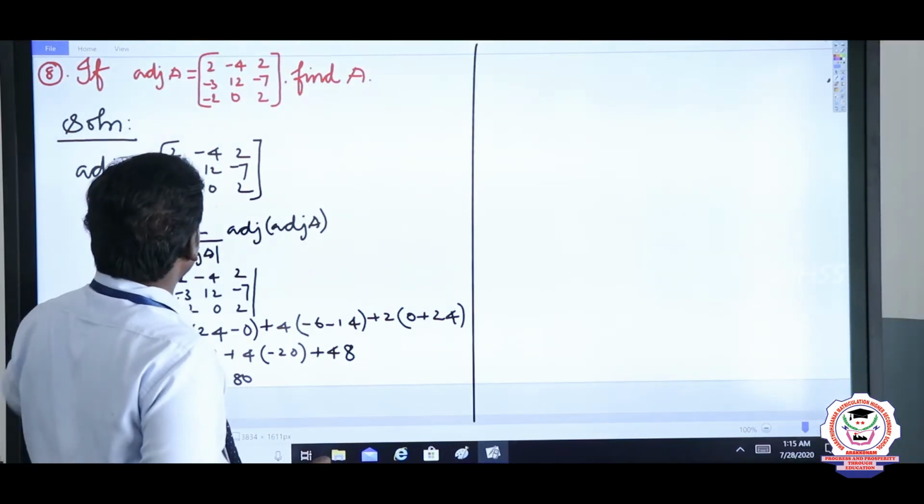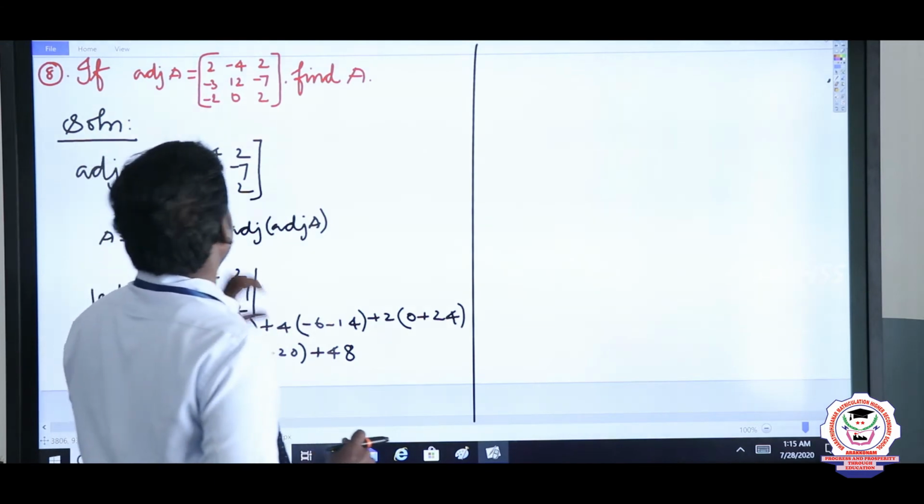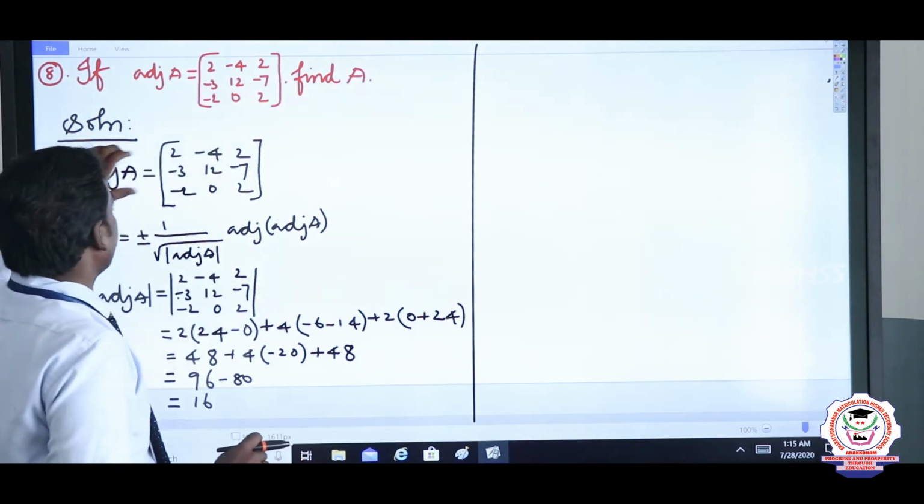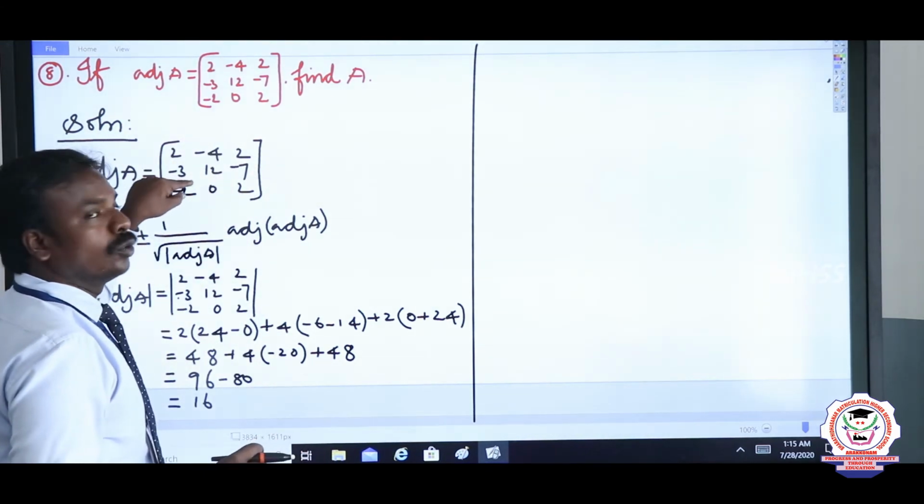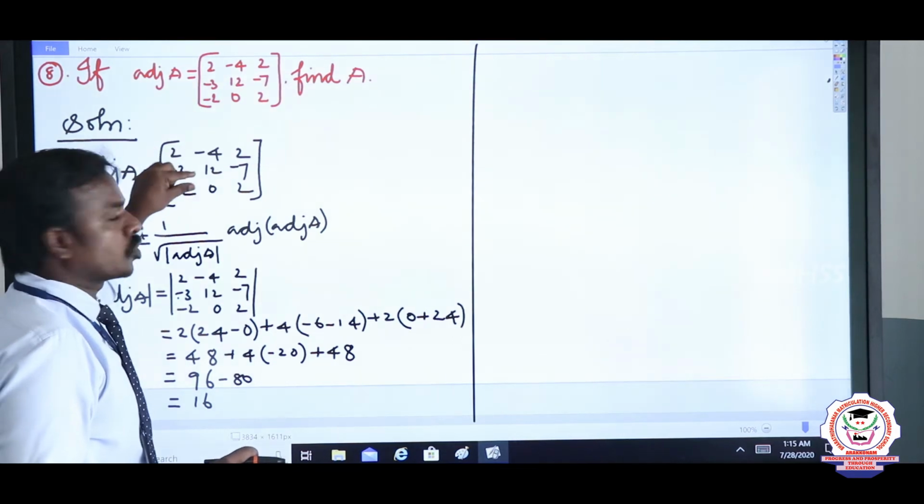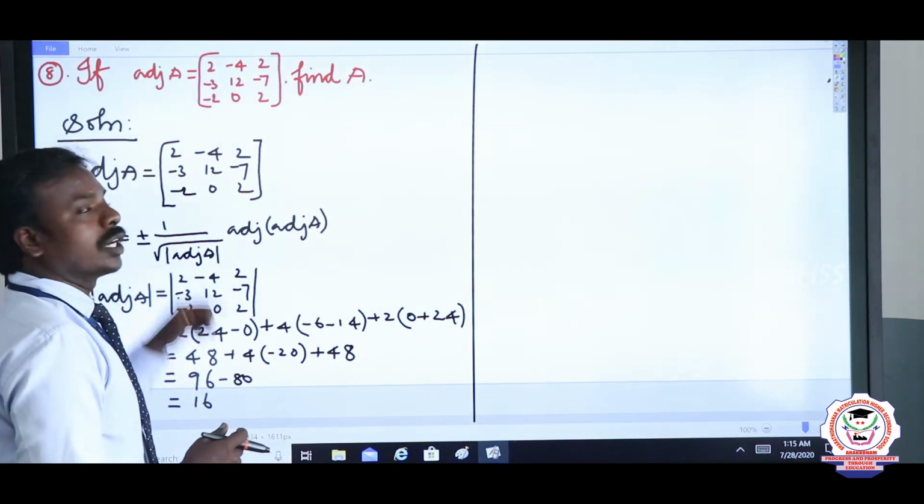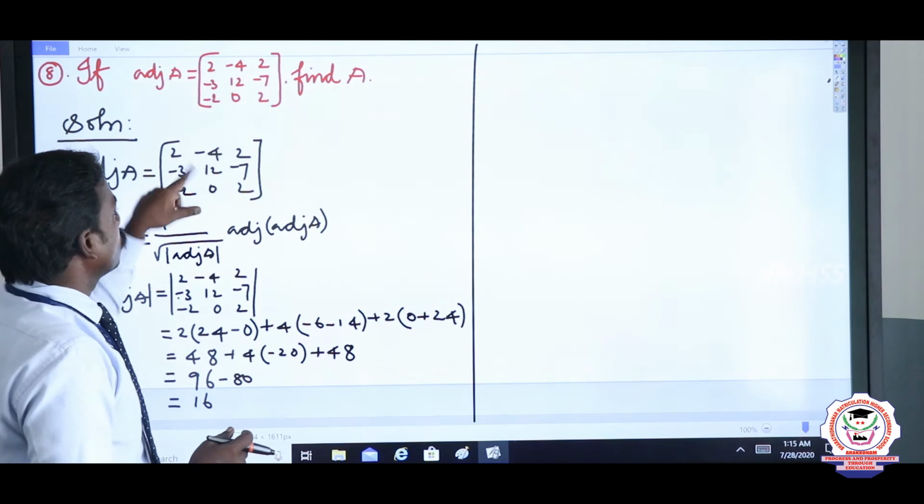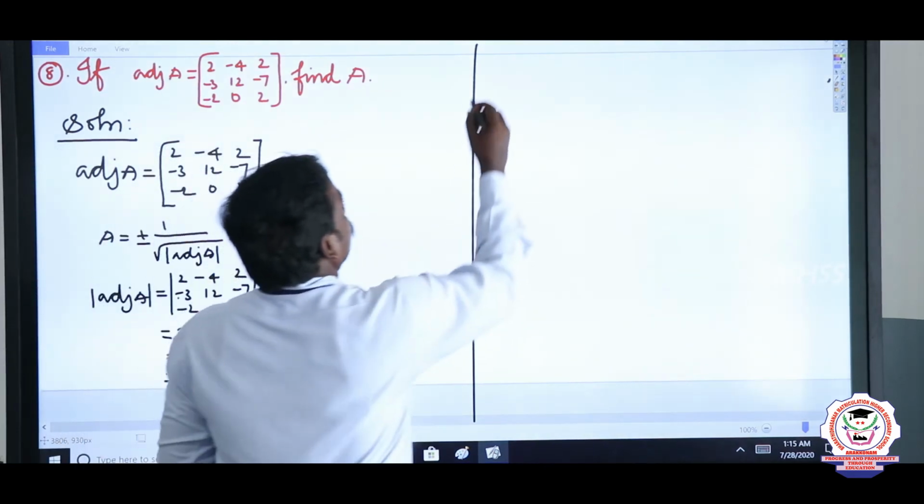To find adjoint of adjoint A, now I am going to start from adjoint A. Let us consider the second row, second element. Always we need to start with the second row, second element. What is the second row, second element? There is 12. So start with 12.